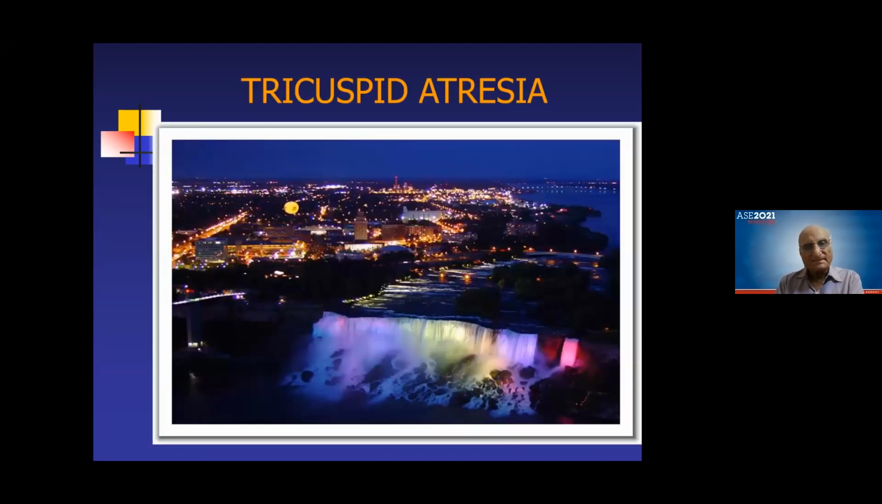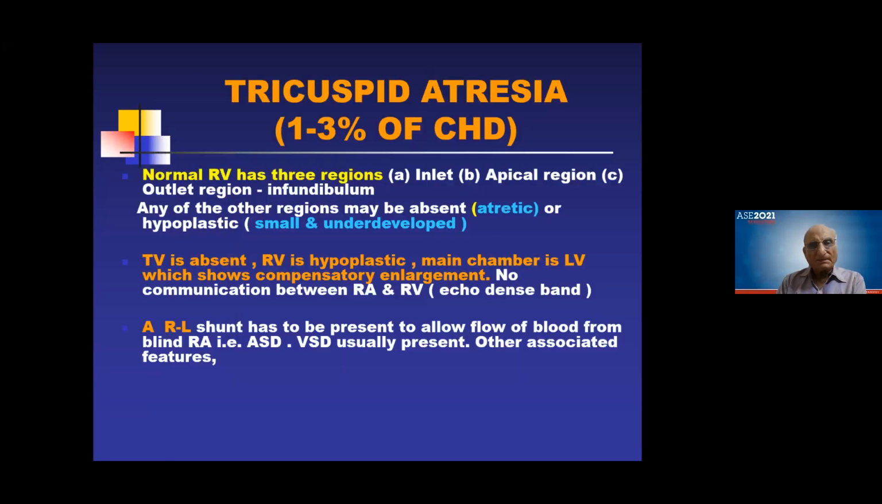Now, tricuspid atresia, again, you will see fairly commonly if you keep it in mind. Now, remember two words, atresia and hypoplasia. Atresia is when any region is absent. Or when it is underdeveloped, it is known as hypoplastic. Every chamber must have three regions: the inlet from which the blood comes in, the apical region, and the outlet region from where the blood goes out. So if there is an inlet, there must be an outlet.